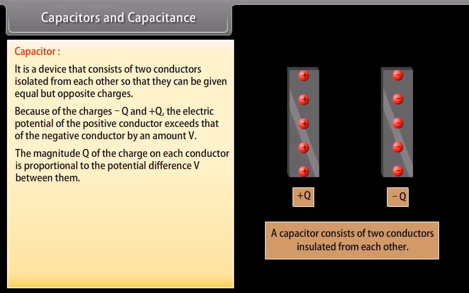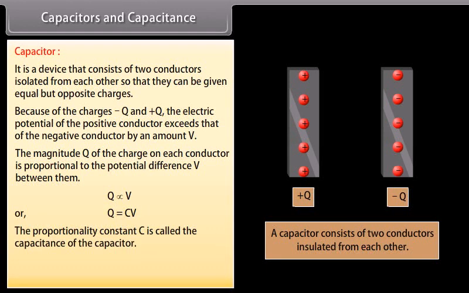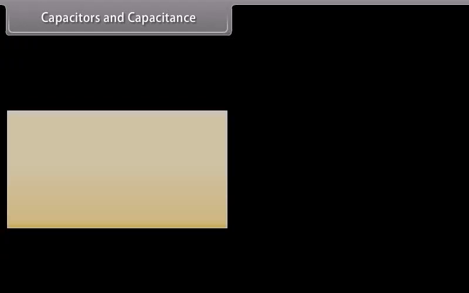The magnitude Q of the charge on each conductor is proportional to the potential difference V between them. Q is directly proportional to V, or Q is equal to CV. The proportionality constant C is called the capacitance of the capacitor. C is equal to Q by V.